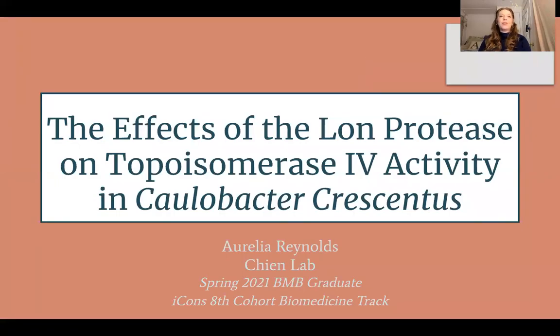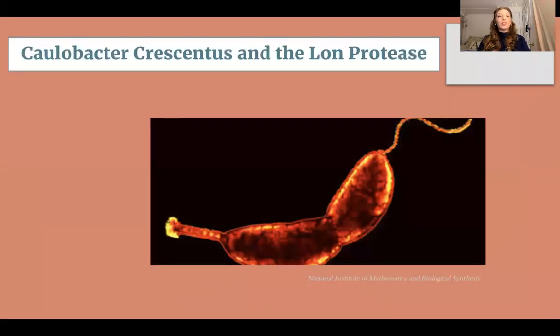Hi there, my name is Aurelia Reynolds, and I'm going to be presenting the effects of the Lon protease and the topoisomerase 4 activity in Caulobacter crescentus. So first I want to introduce the Caulobacter crescentus bacteria. It is a gram-negative alpha proteobacteria that lives within freshwater environments.